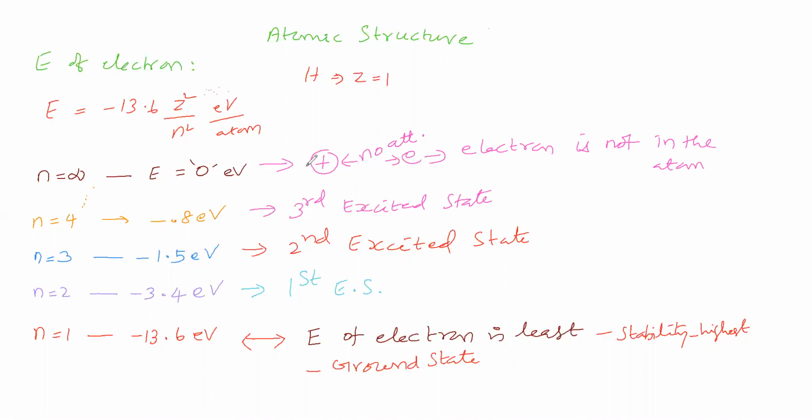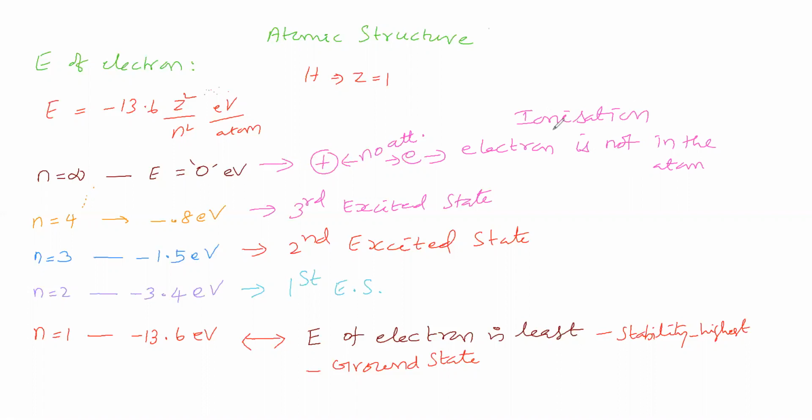Distance is infinity means between nucleus and electron there is no attraction. There is no attraction means what? Nucleus is not attracting electron. Therefore, electron is not revolving around the nucleus. That means electron is not in the atom. It came out from the atom. So, if electron came out from the atom, then that process is called what? Ionization, we have to say.